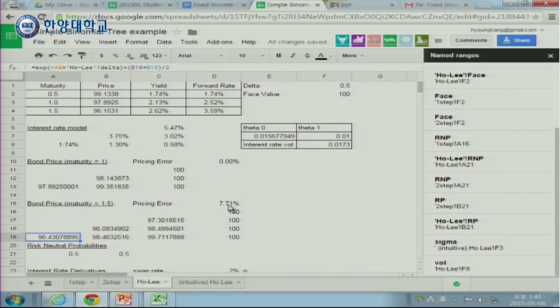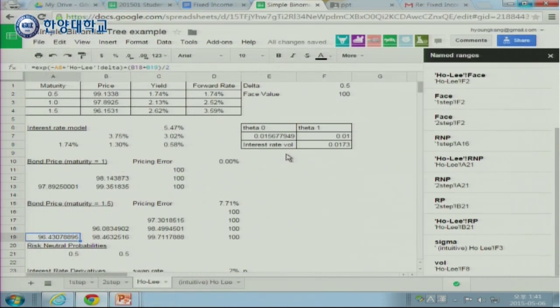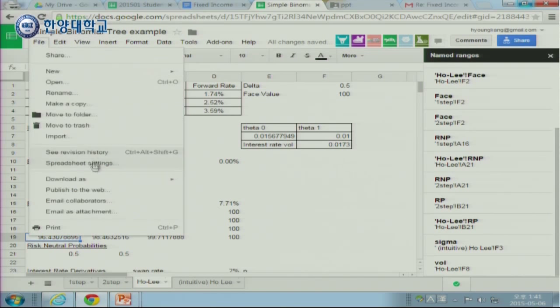Well, by the way. 이럴 수가. 이걸 닫고 그러면. Okay, let me download it again.